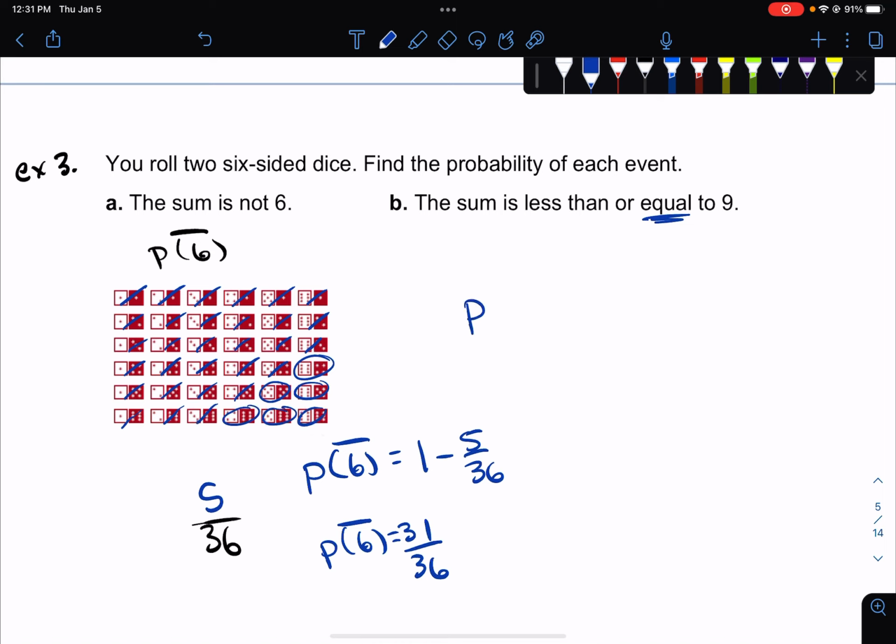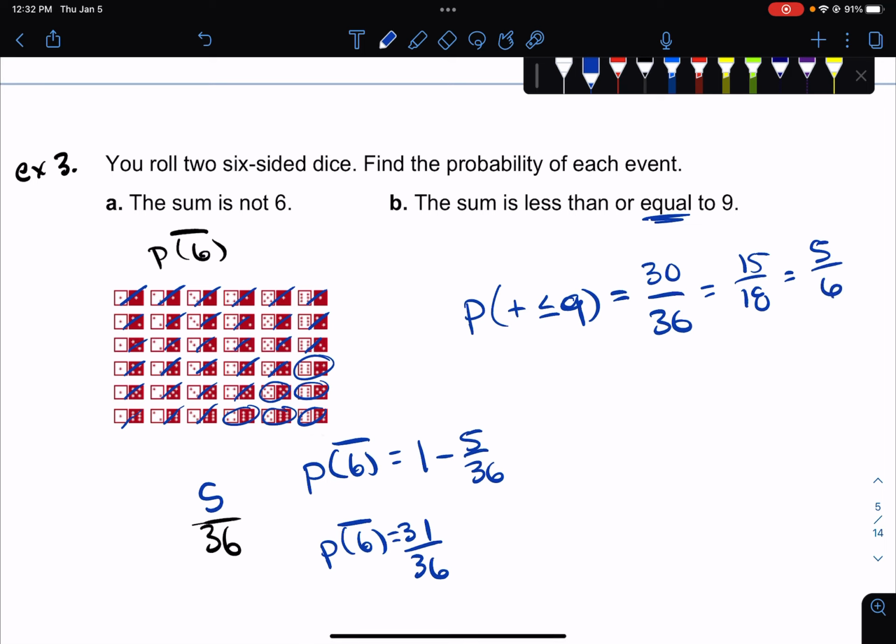So the probability that these add up to a number less than or equal to 9, out of the 36, how many of them are less than or equal to 9? If I count all of those, I think I get 30 out of 36, which simplifies to be 15 over 18, which simplifies to be 5 over 6. So 5 out of 6 of them add up to a number less than or equal to 9.